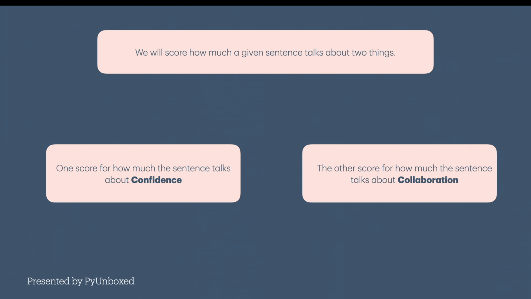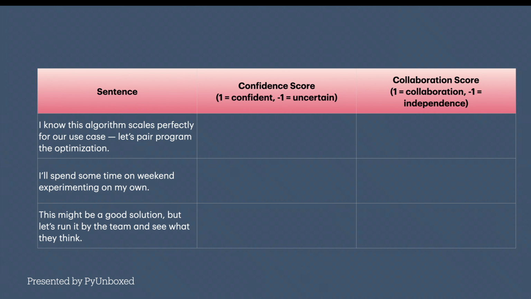So now here's the first sentence. "I know this algorithm scales perfectly for our use case. Let's pair program the optimization." So take a moment to decide on your scores. So for confidence, we can probably say that this person sounds very sure of themselves. So a score of 1 sounds good. And they also want to work together. So the collaboration score would also be 1 in this case.